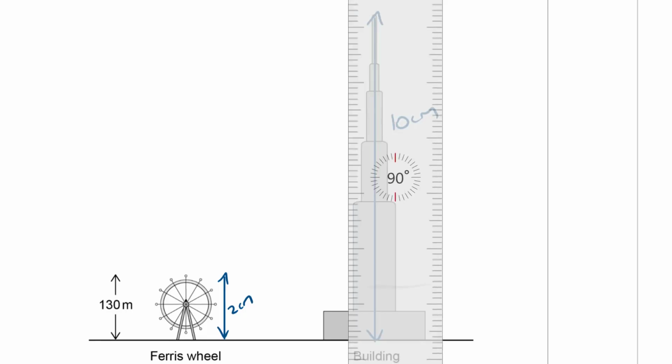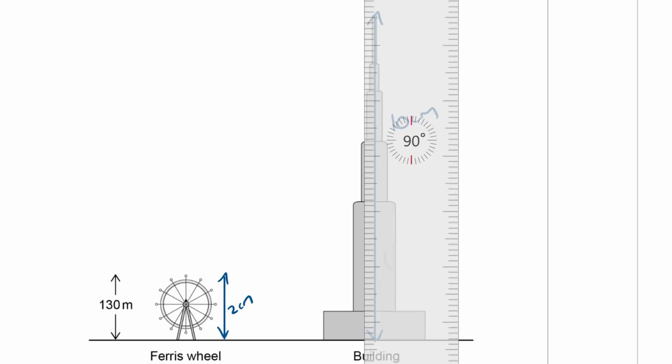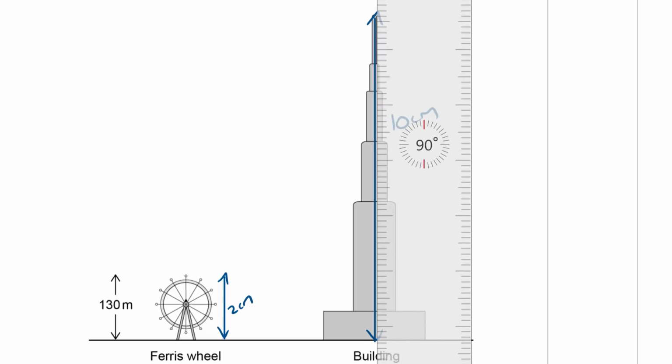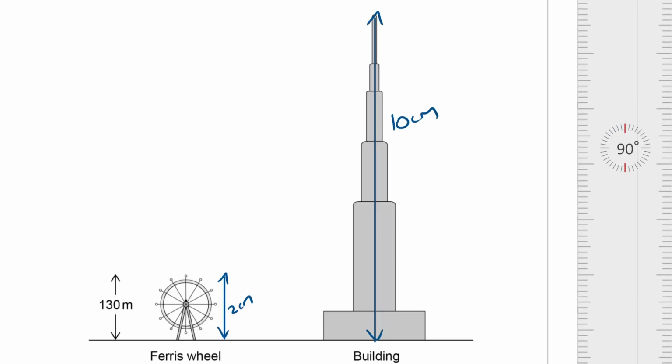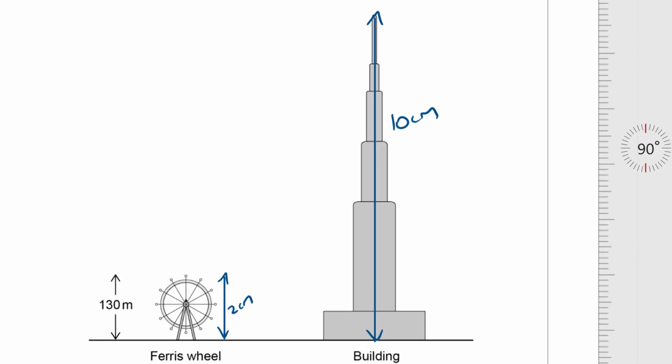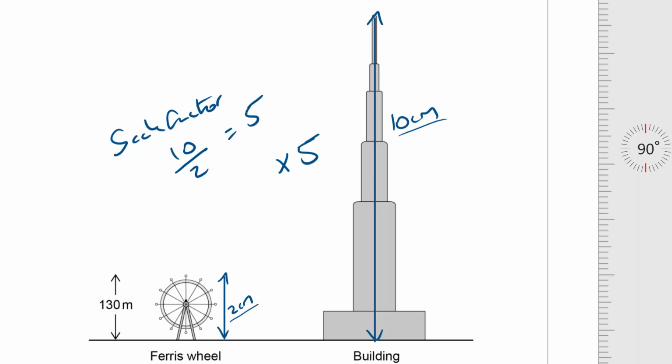Now my ruler, you'll notice, doesn't have any marks on it, so I can't really show you that, but that's what the mark scheme tells me. So you should, if you measure it correctly and your paper's been reproduced properly, have 2 centimeters and 10 centimeters in here. In other words, the building is 5 times taller than the Ferris wheel, isn't it? Because 10 divided by 2, so the scale factor of these two buildings is 10 divided by 2, which is 5. Okay, so the building is 5 times bigger than the Ferris wheel.